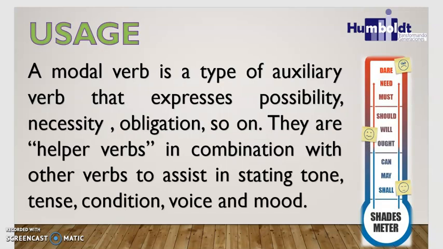How to use the modal verbs, or the usage. A modal verb is a type of auxiliary verb that expresses possibility, necessity, and obligation between or among other things. They are helper verbs in combination with other verbs to assist in stating tone, tense, condition, voice, and mood. So we can have a picture as example where we can make sure how to use these modal verbs, okay? From shall to there. So let's continue with the other picture.